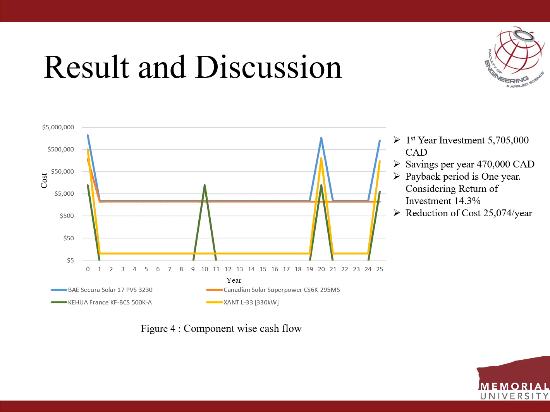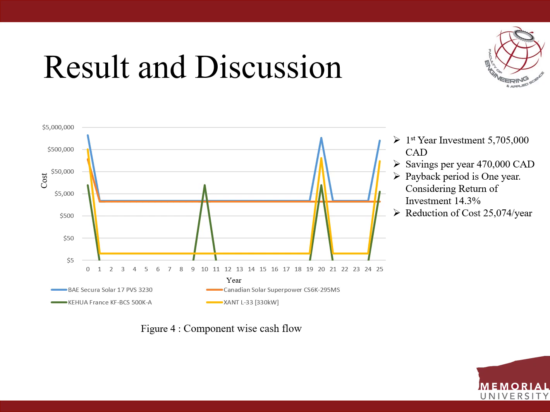Let's discuss further. Here the annualized savings will be approximately 470,000 Canadian dollars, whereas the investment was 570,500 CAD, which is the existing system. The project lifetime is considered 25 years. The component-wise cash flow generation will be designed along with the nominal discount, inflation and interest rates, which are 8%, 2% and 5.9% respectively. And the reduction of cost will be almost 25K per year.